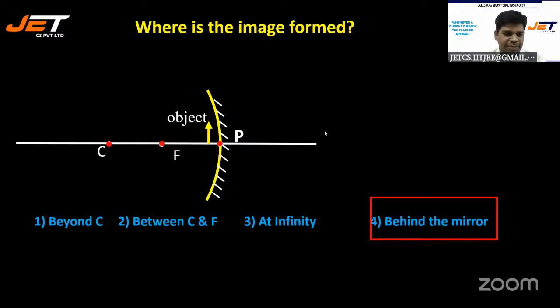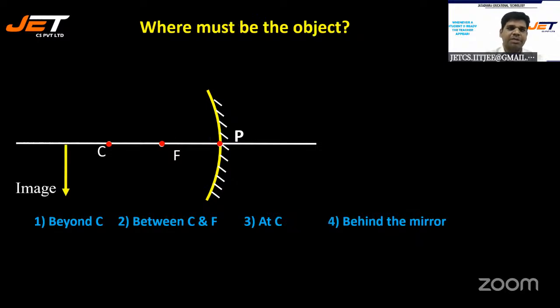It's behind the mirror. Brilliant, brilliant, brilliant. It's absolutely brilliant. Now look at this. Image is given. You have to see where the object is. I'll give you 10 seconds. Sorry, I'll give you 30 seconds of time. Image is given, students. You have to tell me where the object is.